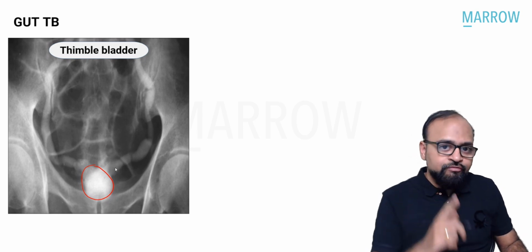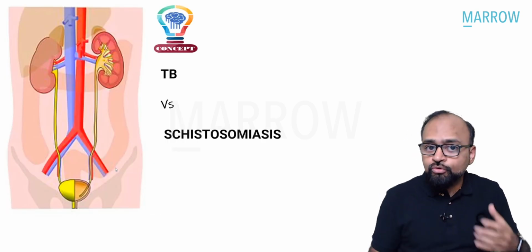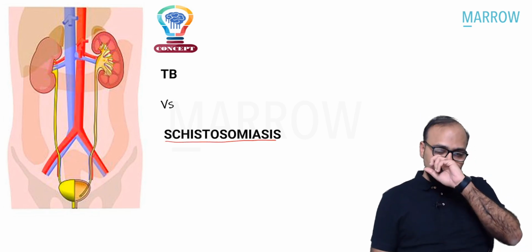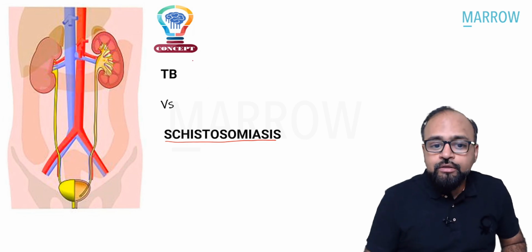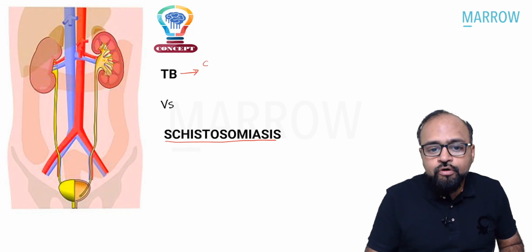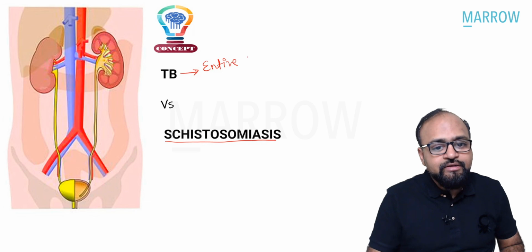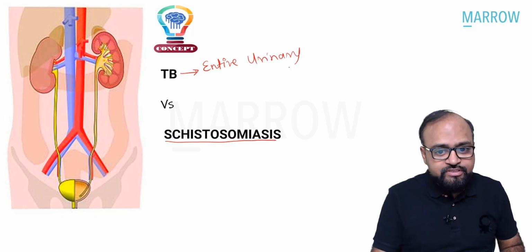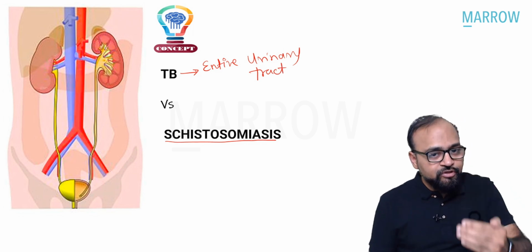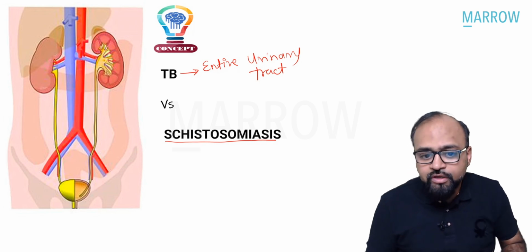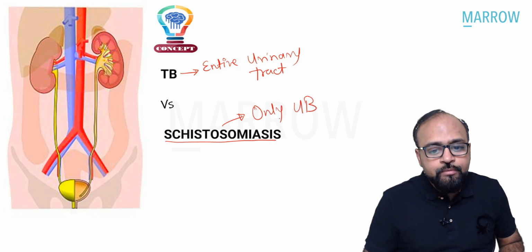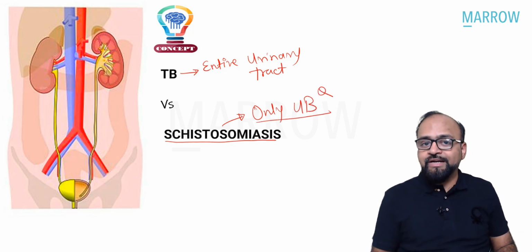Now, speaking of one infection of the urinary tract, let us also quickly discuss and revise another possible infection that they could ask you, and that is schistosomiasis, bilharziasis of the urinary bladder. The most important differentiating factor between them is that TB involves the entire urinary tract, isn't it? We have just seen the features that would be seen when the kidney is involved, selectively ureter is involved, bladder is involved, the entire tract is involved, whereas schistosomiasis involves only the urinary bladder. Only the urinary bladder is involved, right?